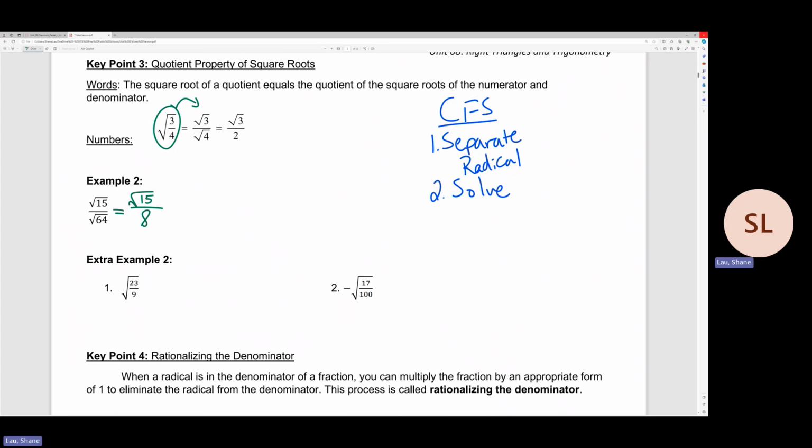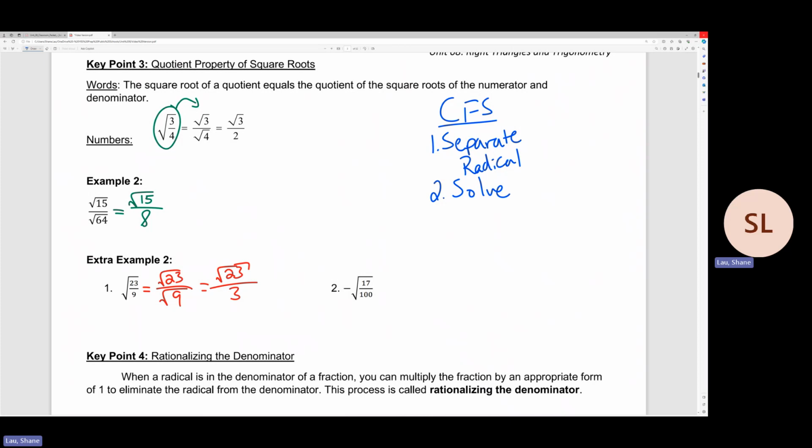Okay. Extra example 2. Here we do have it looking like how we were supposed to have it, but of course it's not solved out for us, not easily at least. So we'll take this, we'll break it from 1 square root and put it into 2 square roots. Square root 23 over the square root of 9. 23 doesn't have a perfect square inside of it, so we'll leave it. But of course, 9 is a perfect square, and it's just 3. Again, very nice, very nice.